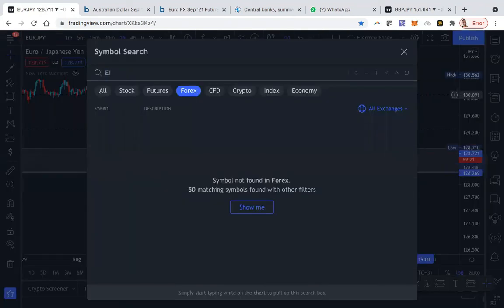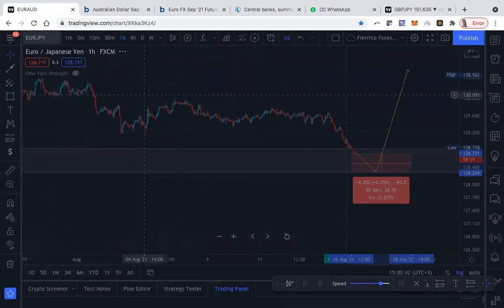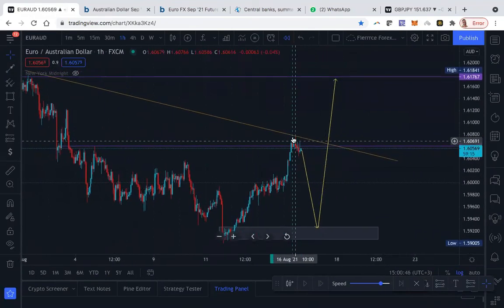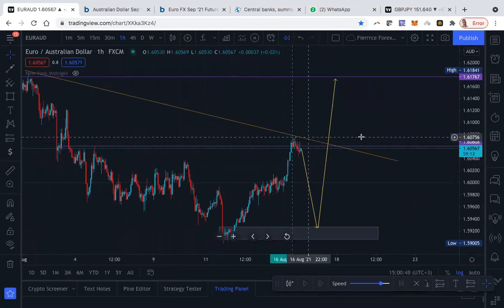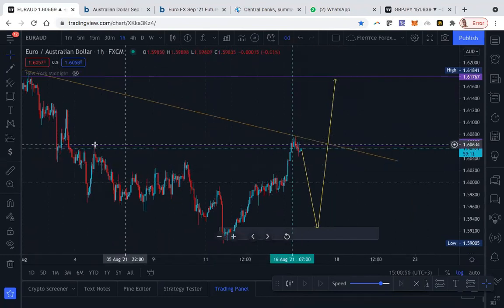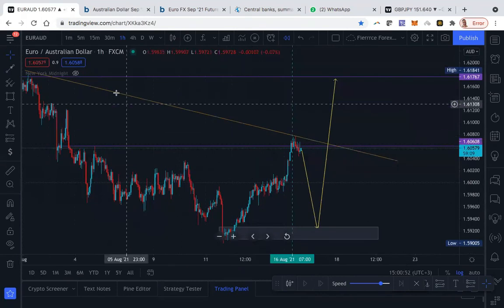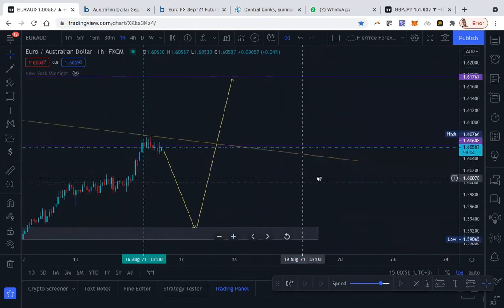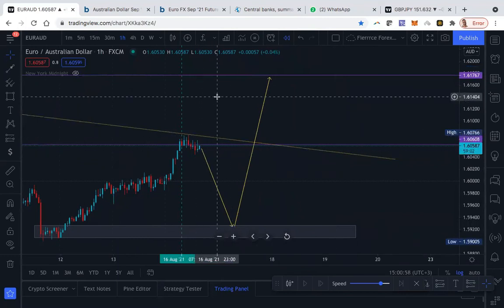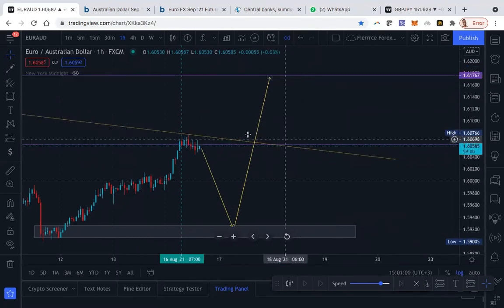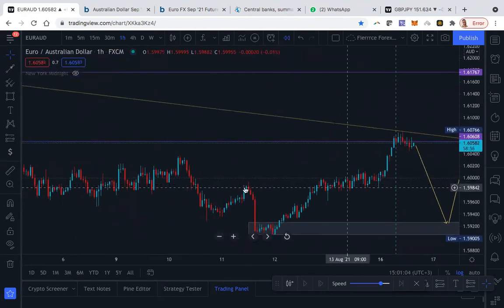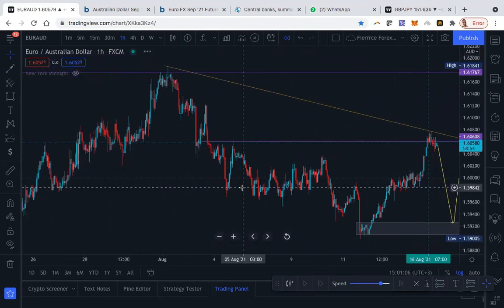Euro AUD, just going through everything again, guys. Euro AUD is at a liquidity zone right now. So I'd like to see what happens. But I am definitely considering us either breaking this level, retesting and continuing, or just rejecting this zone.